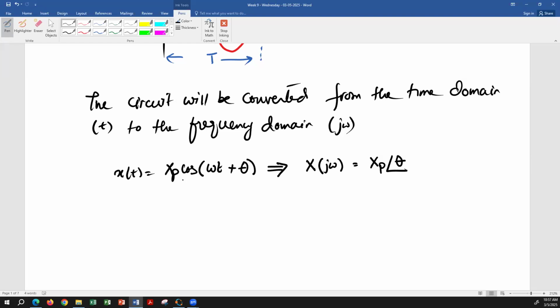So once you are going from your frequency domain to time domain, you just go opposite. You write down the peak value, cosine omega t, plus the phase that you get.